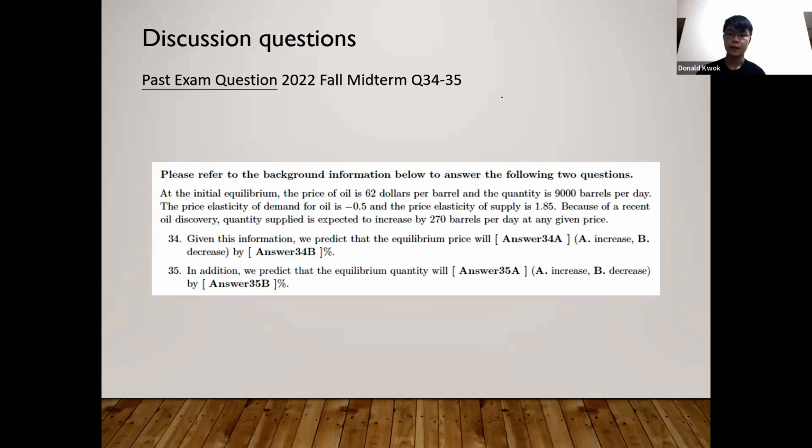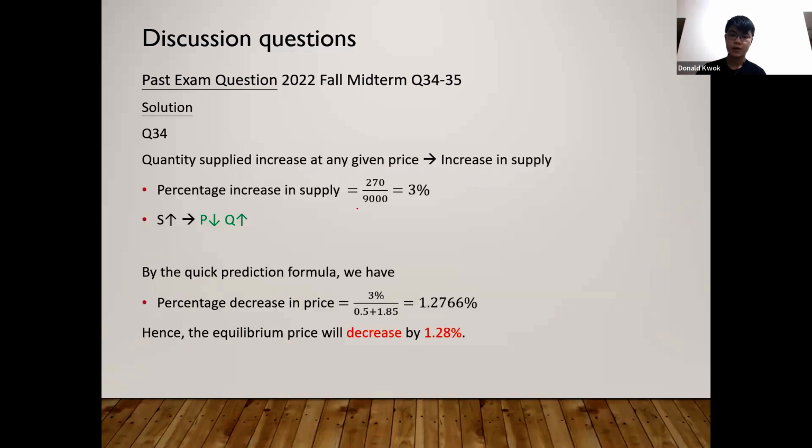Okay, so let's go through the background information. We know that the quantity supplied is expected to increase by 270 barrels per day at any given price. Because quantity supplied increases at any given price, this is illustrating an increase in supply, right? An increase in supply. And we can actually calculate the percentage increase in supply, which is 270 divided by the original quantity, 9,000. So we have the percentage increase in supply is 3%. Okay, with an increase in supply, we know that the equilibrium price would fall while the equilibrium quantity would increase. So this is how we can interpret the information at the moment.